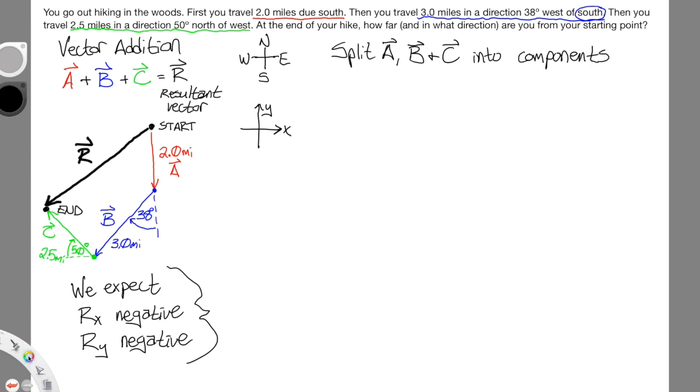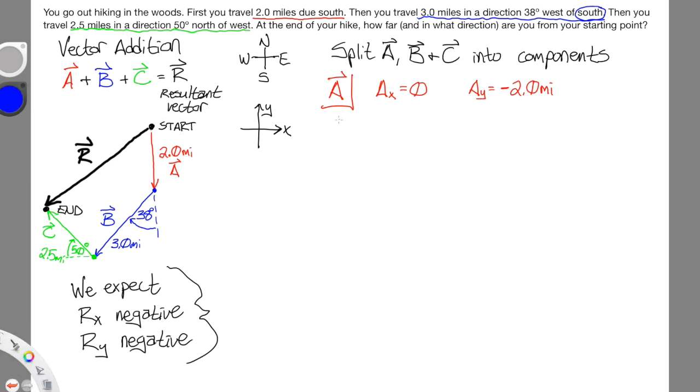I'm going to switch to the colors for this one. So for vector A, this one's pretty straightforward. Vector A points due south. That means all of vector A is in the y direction and none of it is in the x direction. So AX is 0 and AY is the whole magnitude, that 2.0 miles, in the southward direction, which is our negative y direction, so we have to put a negative sign there.